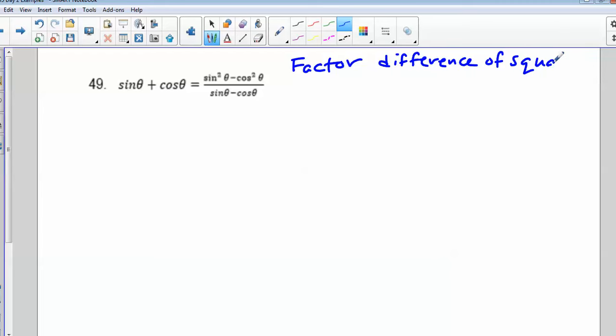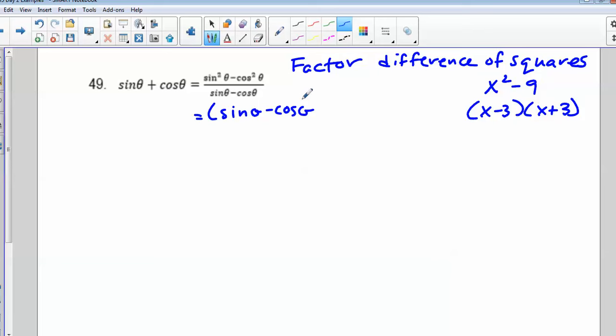So I'm just going to remind you of an example from algebra when you factored difference of squares. Remember, if you had a question like x squared minus 9, the factors would be x minus 3 times x plus 3. So that if you were to multiply these, it would get you back to x squared minus 9. So the same thing with sine squared minus cosine squared, that factors to be sine theta minus cosine theta times sine theta plus cosine theta.